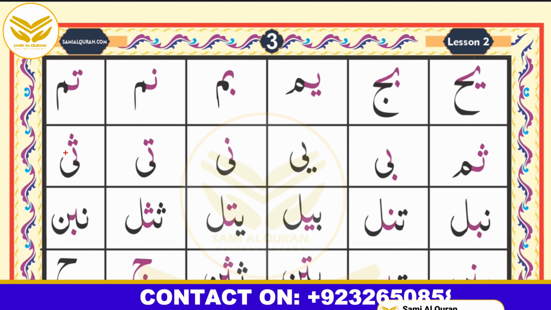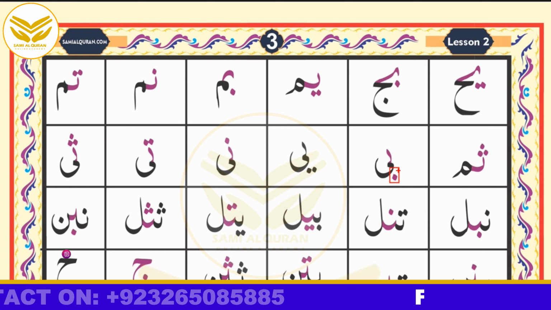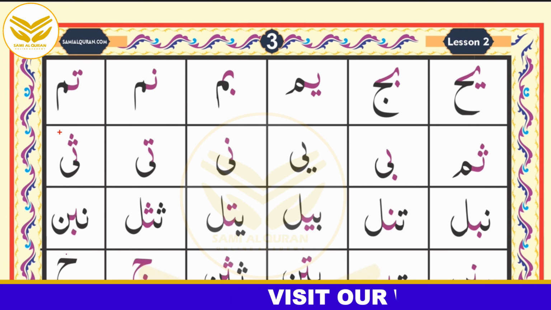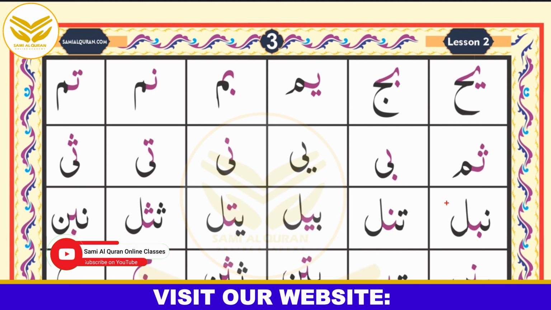These 5 letters come in the same shape, but we have a difference in the dots. Look here, Ba has 1 dot in the bottom, Ya has 2 dots in the bottom, Noon has 1 dot on the top, Ta has 2 dots on the top, and Tha has 3 dots on the top. So read carefully. We go on to the next.